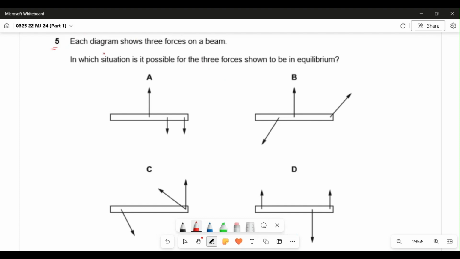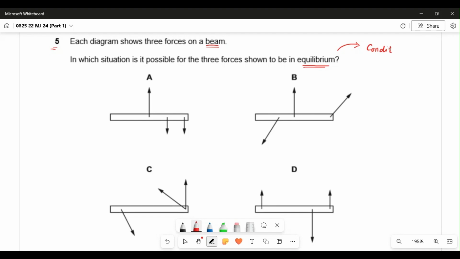Question number 5. Each diagram shows three forces on a beam. We know that the beam is regular in shape, so its mass is distributed equally throughout the beam. In which situation is it possible for the three forces shown to be in equilibrium? Before I start, I just need to talk about the equilibrium state, which has two conditions.